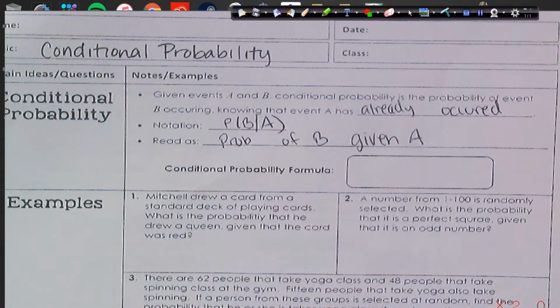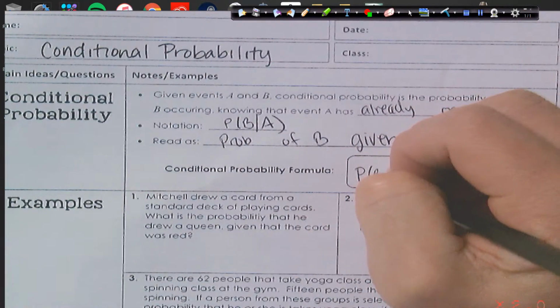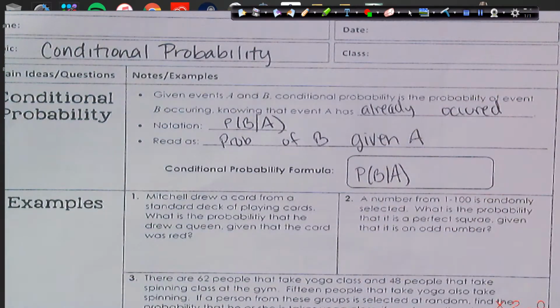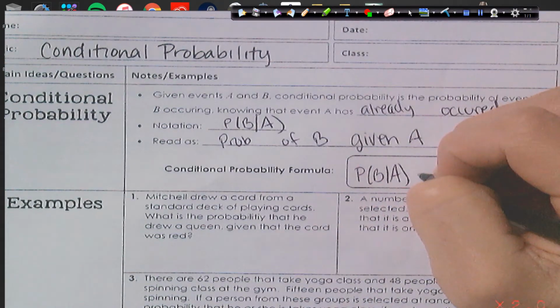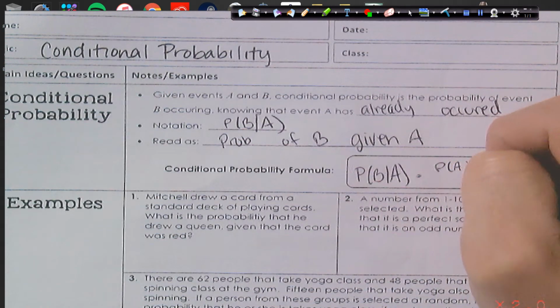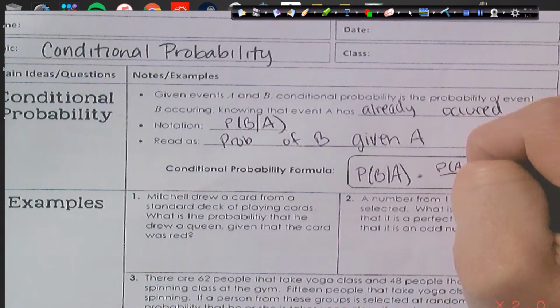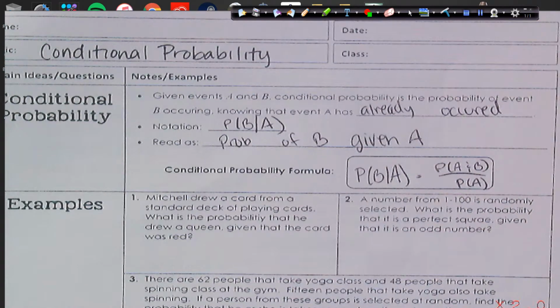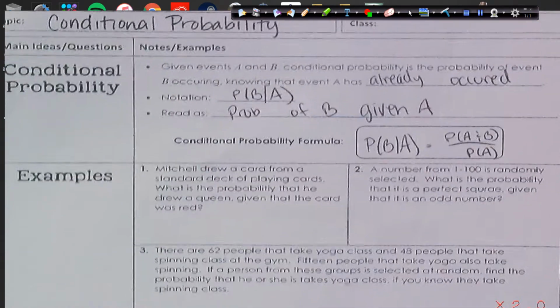And our formula to do that is basically the probability of both things occurring, so the probability of A and B, over the probability of A. Okay, so let's take a look at our first one.